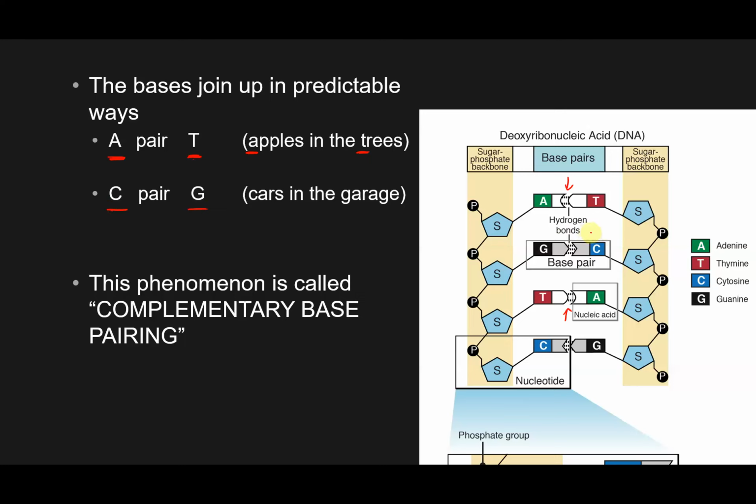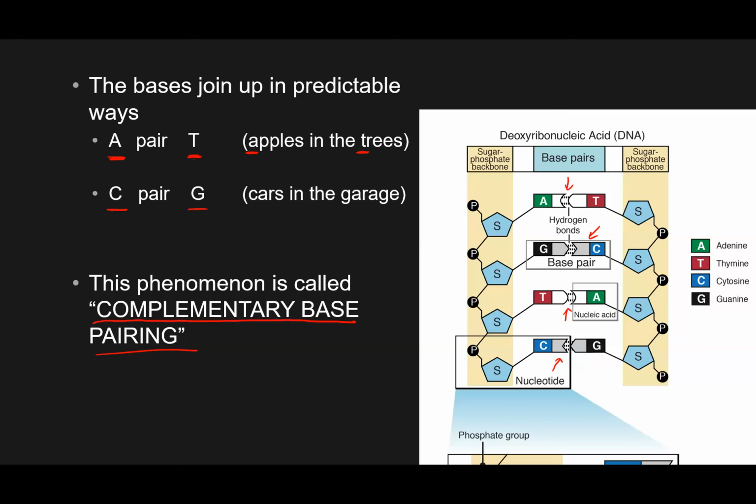So if we've got a G on the left, we're going to have a C on the right, and if we have a C on the left, we're going to have a G on the right. And this is what is known as complementary base pairing. And there's some very important reasons why we need this. So we need this in terms of how we replicate or how we duplicate DNA.